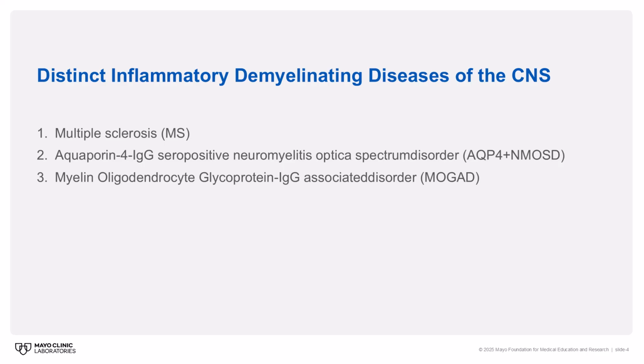The second disease that was discovered is aquaporin 4 antibody positive neuromyelitis optica spectrum disorder. And this was an antibody to aquaporin 4 that we'll talk about that was discovered and really distinguished that from other demyelinating diseases. And then the third well-defined disease is myelin oligodendrocyte glycoprotein antibody associated disease, or what we term MOGAD.